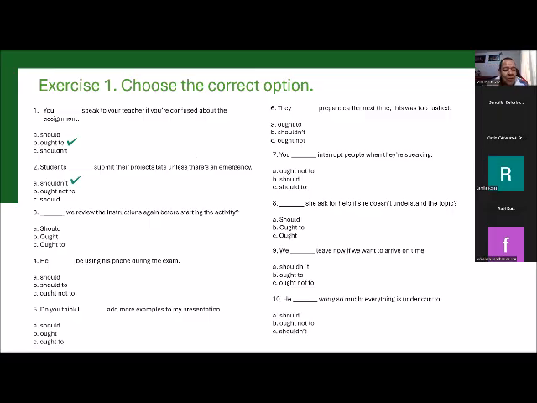Okay, another volunteer for number 3, please. Yes, Janet? Sorry, Janet, we can't hear you. I don't know if your microphone is working well.